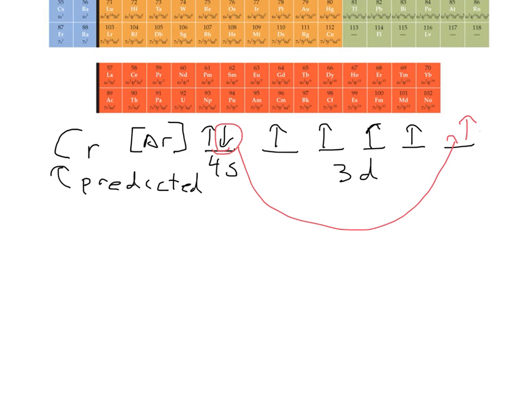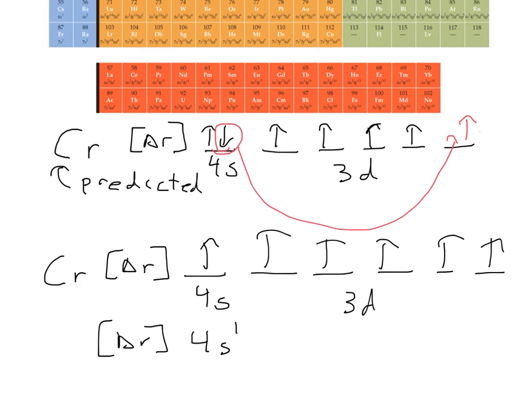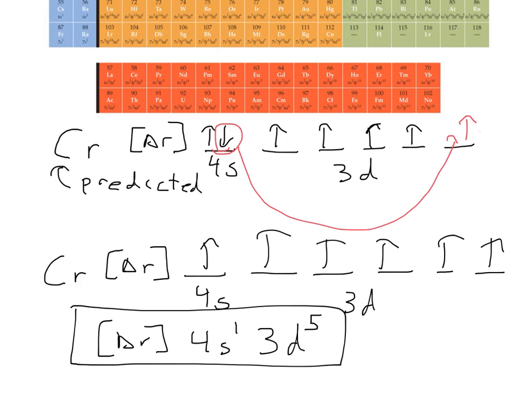Therefore, the electron configuration for chromium is actually this, or if we were to write it in condensed notation, 4s1 3d5. Chromium has extra stability by garnering that half-filled d subshell, and we'll see that repeated with several other elements.